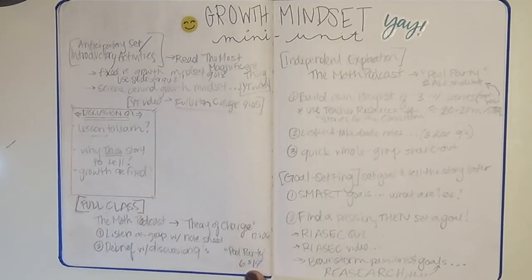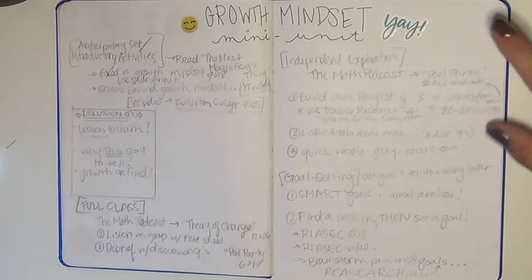And then we will debrief with the discussion questions, just a quick round robin of what we're going to do. There's another story called Pool Party that's only 6 minutes and 14 seconds that I really liked as well. So if we need to do more together, we'll do more together. Otherwise, we'll get into some independent practice.